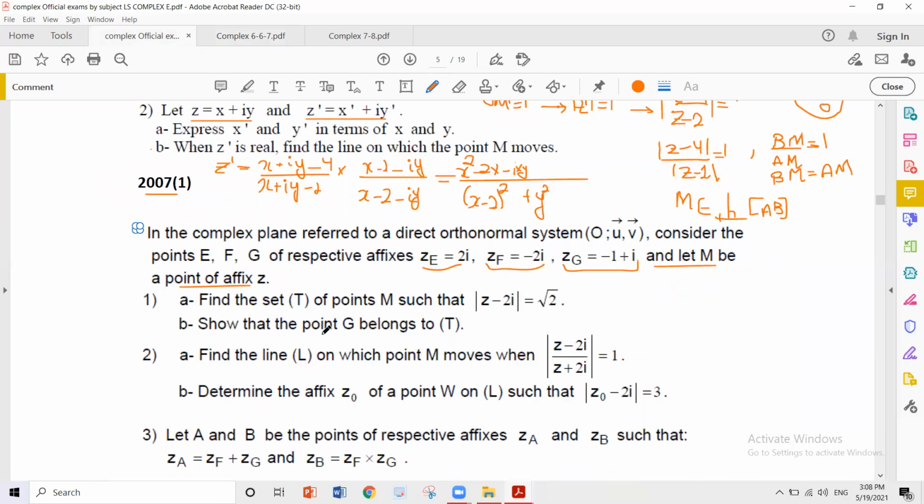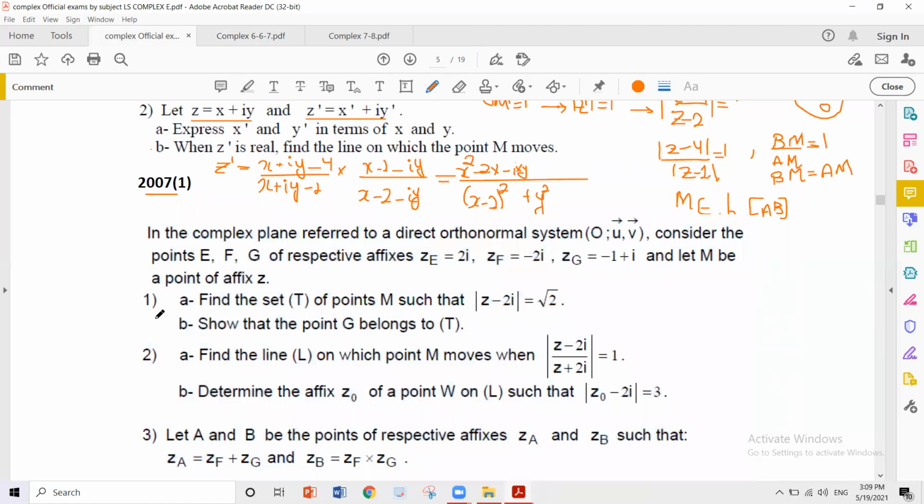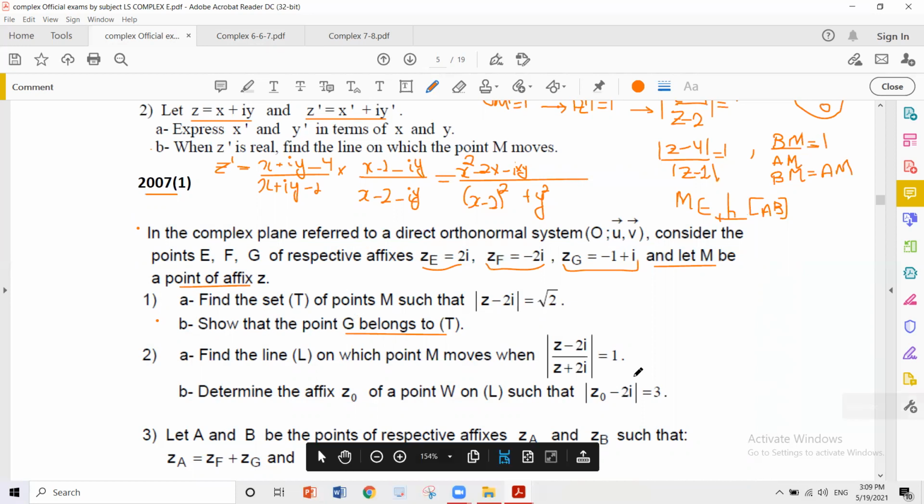Show that the point G belongs to T. T is a circle. To prove that G is a point of a circle, we have to prove that the distance from the center to the point is equal to the radius. So G belongs to T if EG equals radical 2. So we have to determine the length of EG.